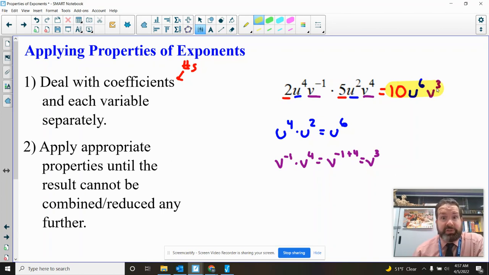You know you're finished when you don't have any other u's or v's floating around. So I've got just u's all together, just v's all together. Okay. And you want to end up with positive exponents if you can. So if you do get a negative exponent for your final answer, just move it to the bottom of a fraction, make it a positive exponent. Okay, let's see next what we have for a few more examples.